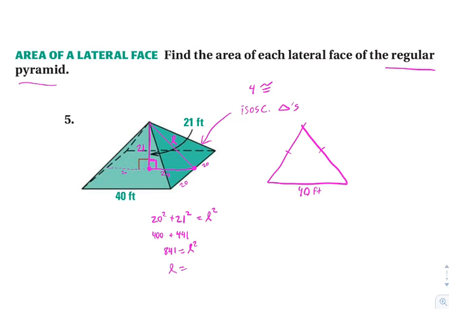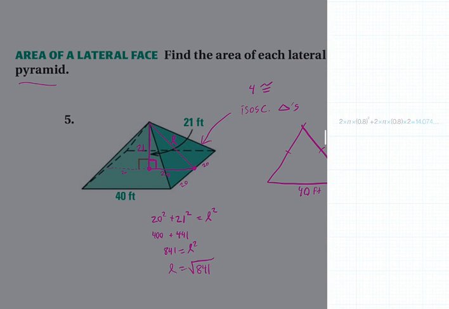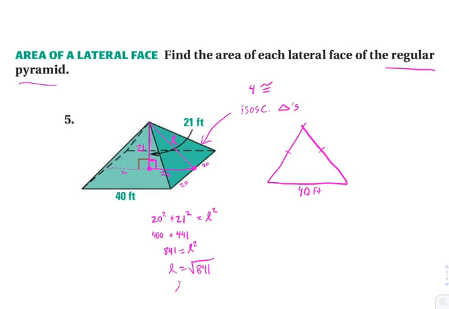So L is the square root of 841, which I don't believe works out nicely, because that'd be somewhere between, let me see. Yeah, no, that couldn't work out. Does it? Let me see. Square root of 841. Oh my gosh, it is. It's 29 exactly. So L is 29.